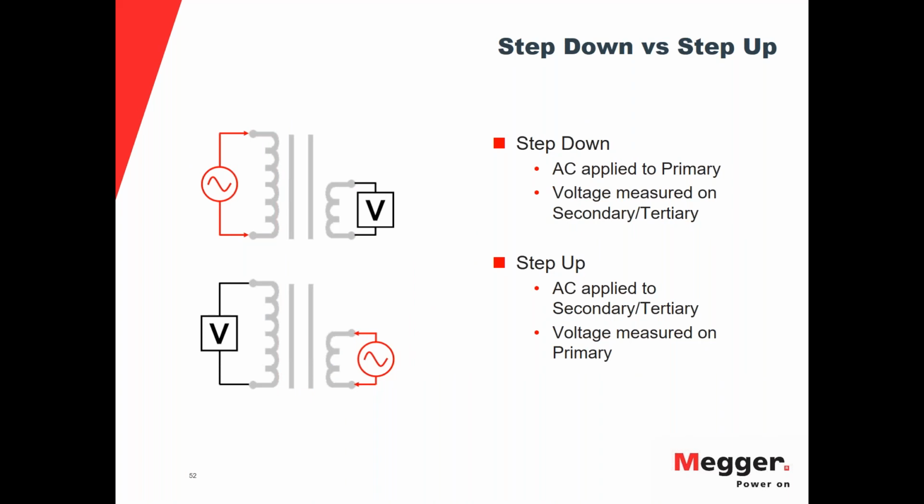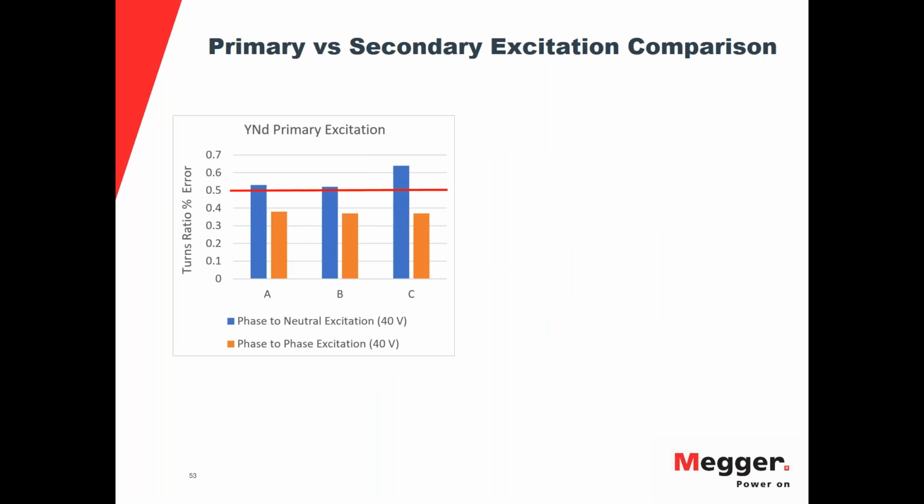So we talked a lot about step up, step down. So what is step up? What is step down? It's very basic. It's step down when you're applying it to the primary. Again, as I mentioned, primary here, I mean high voltage side, and then we're measuring the voltage on the secondary or tertiary. And then step up is the opposite. We're applying the voltage on the low voltage side or the secondary side, and we're measuring it on the primary side. So how does that benefit us? What's the big deal with whether you do it on the low voltage side or the high voltage side?